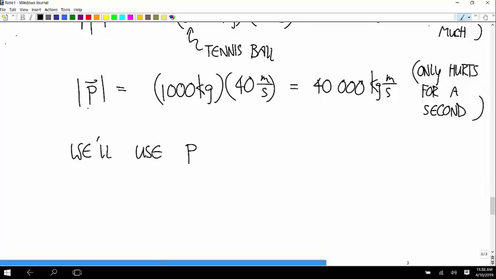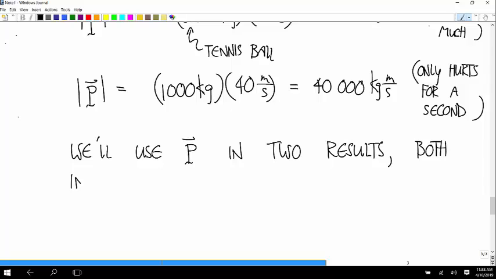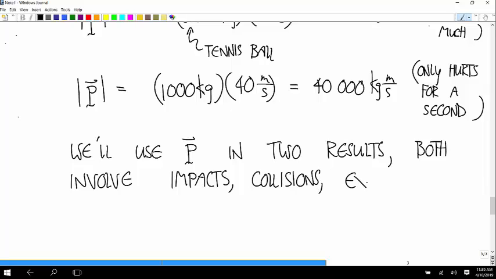We'll use linear momentum in two results. Both are useful for impacts, collisions, and explosions. These are the only really useful applications for momentum calculations.